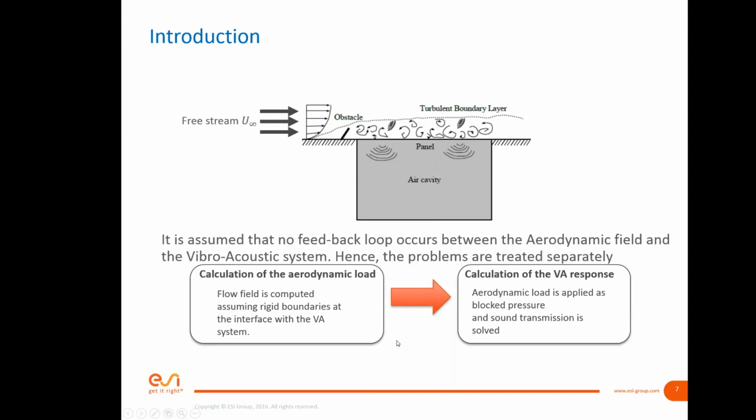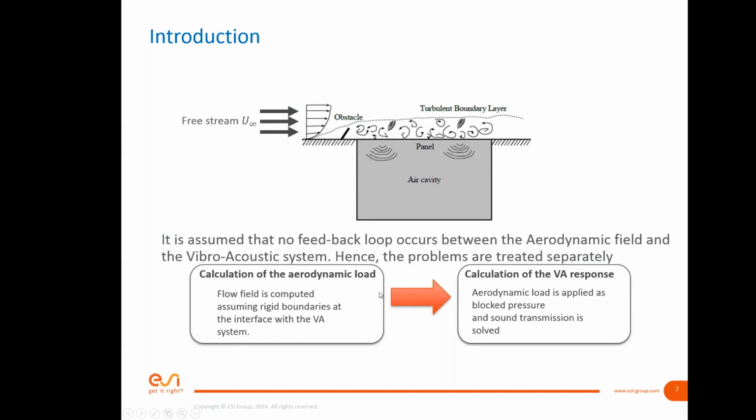So in this approach presented here, the two phenomena, the flow turbulences and then the vibroacoustic transmission, are treated separately. So there is no feedback loop supposed between the aerodynamic field and the vibroacoustic system. So on the one side, the flow field is computed, and we gather the results at the boundaries, so at the panel, to interface with the VA system.